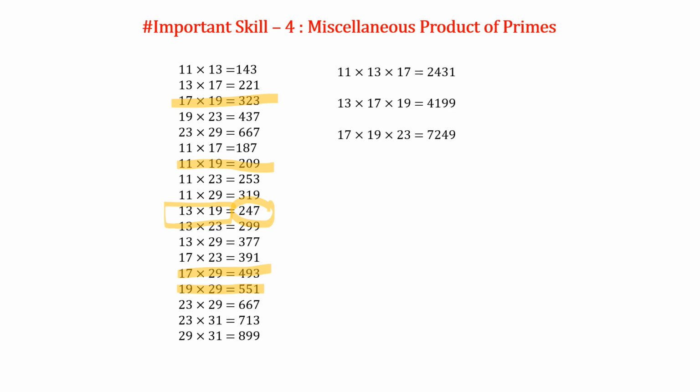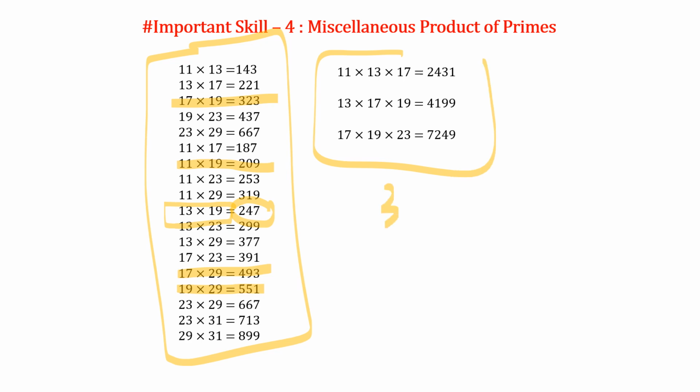Okay, so here we had taken 2 primes. Here we are taking 3 primes. So it would be nice if you try and memorize these products. Okay, so it takes a little bit of memory training. Okay, so I think this is one of the exercise questions, that 7,249 is 17 times 19 times 23. So as I said, it is pretty important to memorize all these products.